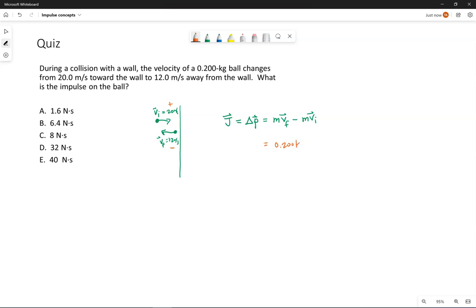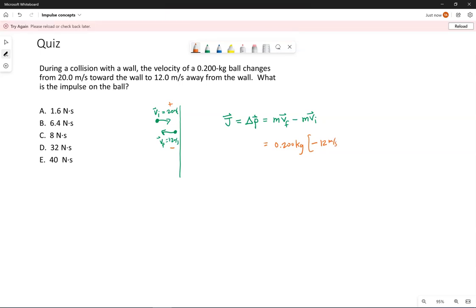The mass, v final, I would want negative 12 meters per second, and then I'd want to subtract my initial. So 0.2 times negative 32 is what, 6.4? I know I should be able to do basic math, but sometimes I have a hard time with it, and I use my calculator. So this impulse, now my answer technically comes out to be negative.